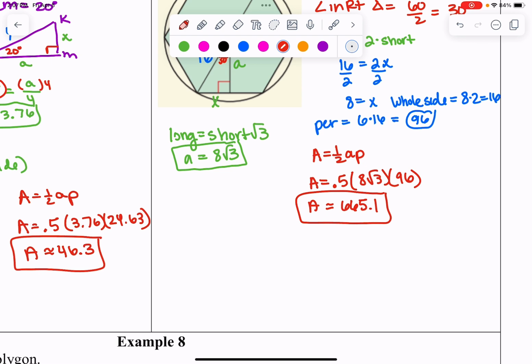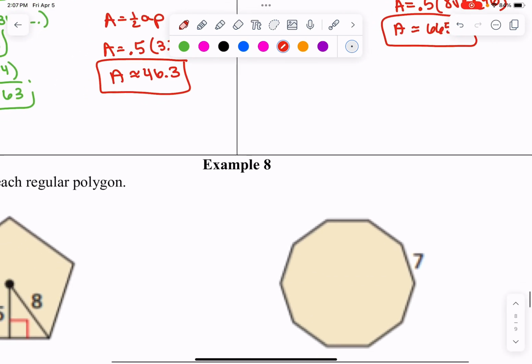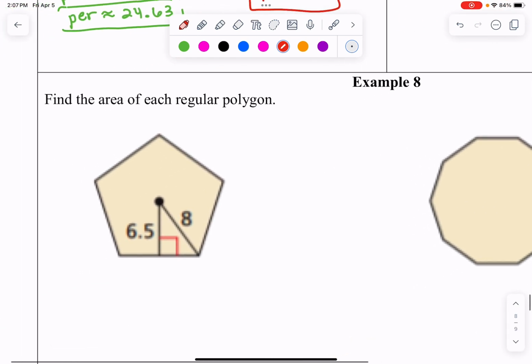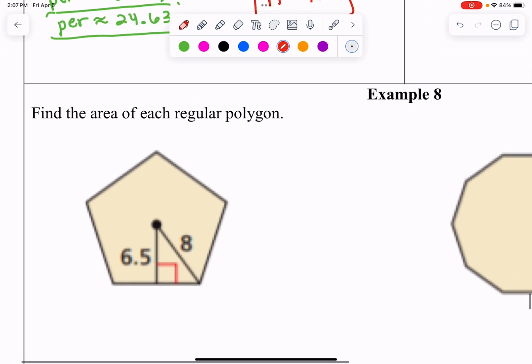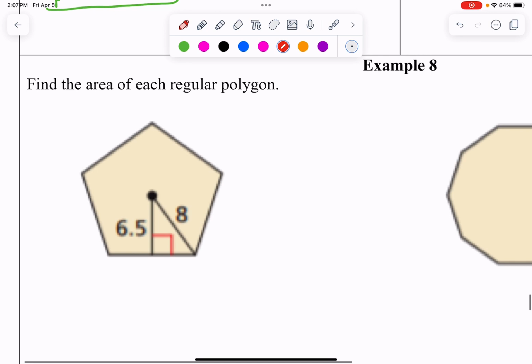So both of these examples gave you the length of the hypotenuse, which was the radius, of your right triangle. Now let's take a look at a couple other examples. Number 8 here, notice that this guy actually gives me my apothem. I can see that right off the bat. My apothem is 6.5.